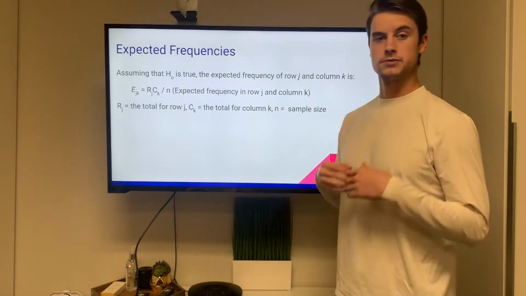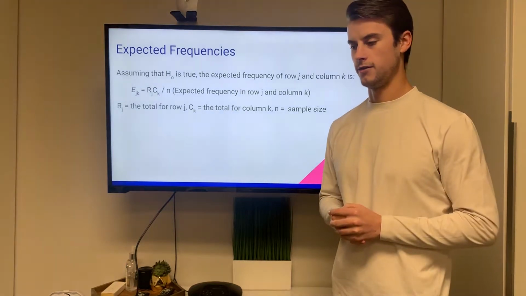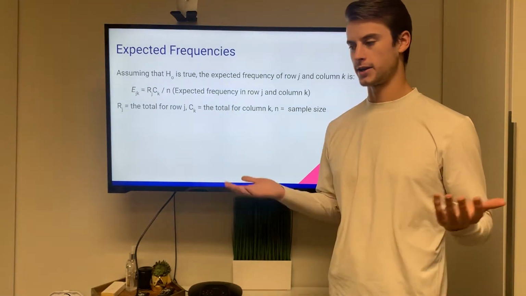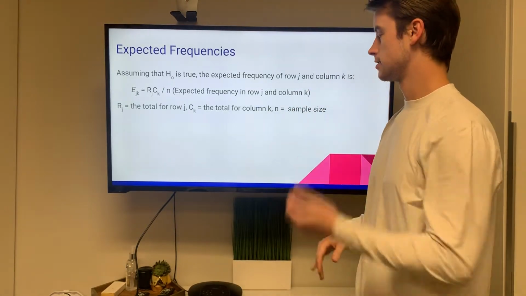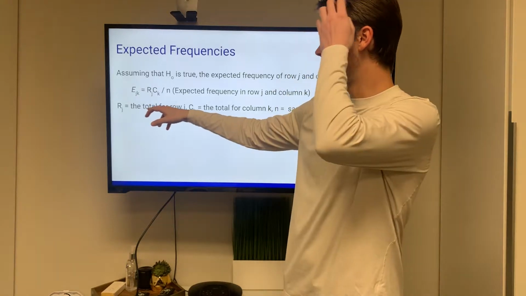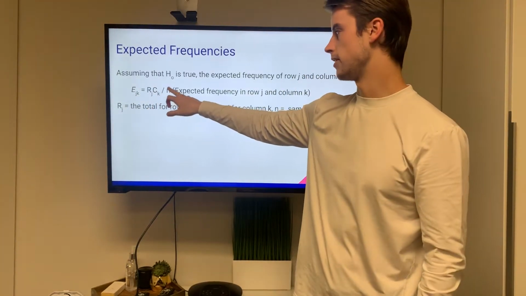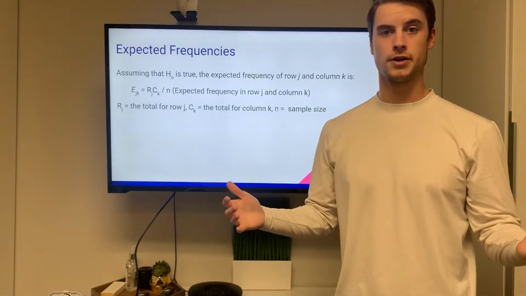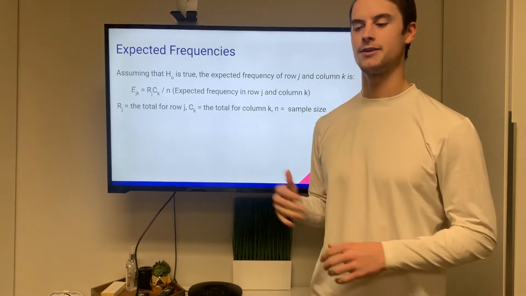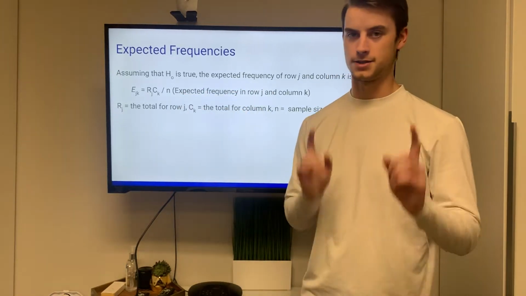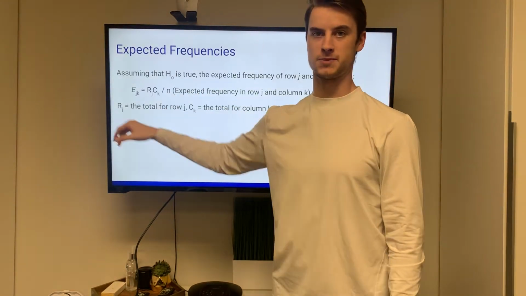So, expected frequency. How do I find the expected frequency of a value in this case? Our expected value is just our row total times our column total divided by the total number in our sample. This will make more sense once there's actually a table to look at. I know it's confusing based on this. It's really simple, but this is the formula to find your expected value.